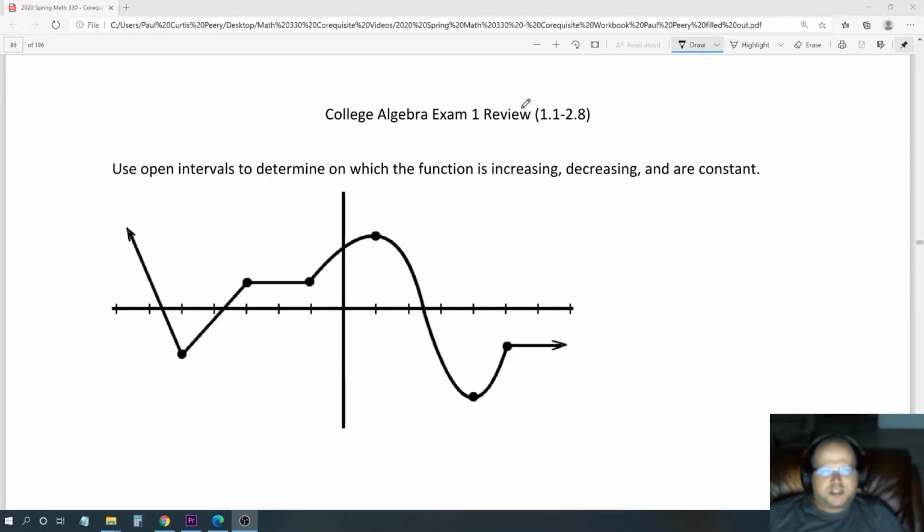All right, College Algebra Exam 1 Review, 1.1 through 2.8. Use open intervals to determine on which the function is increasing, decreasing, and constant. Okay, so we're wondering about using open intervals to determine where the function is increasing, decreasing, and constant.